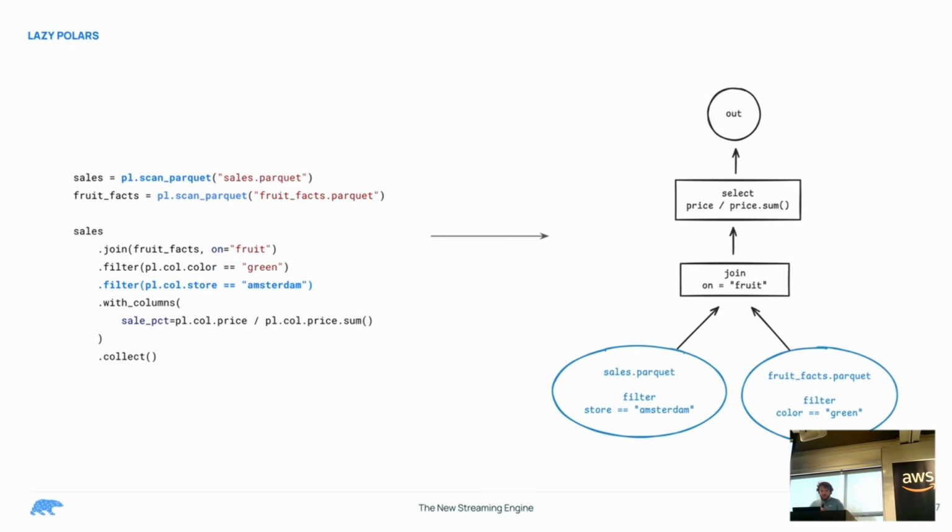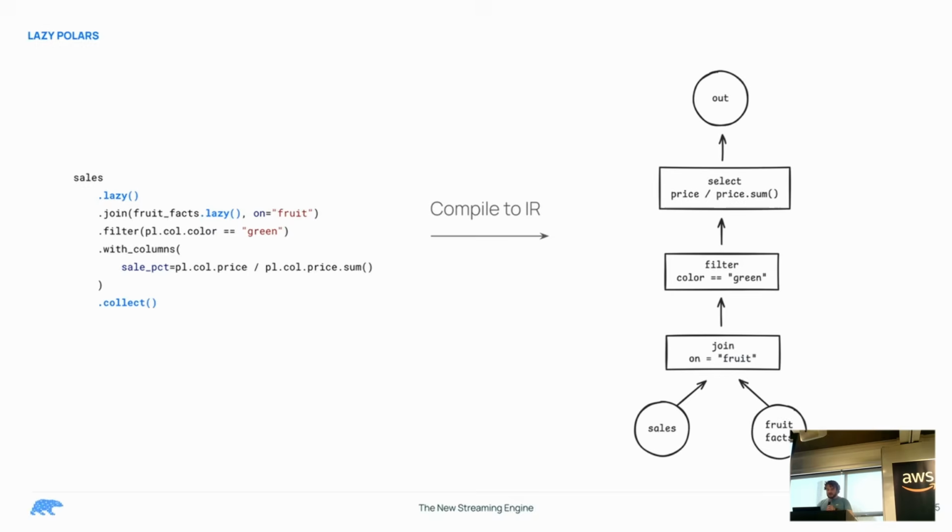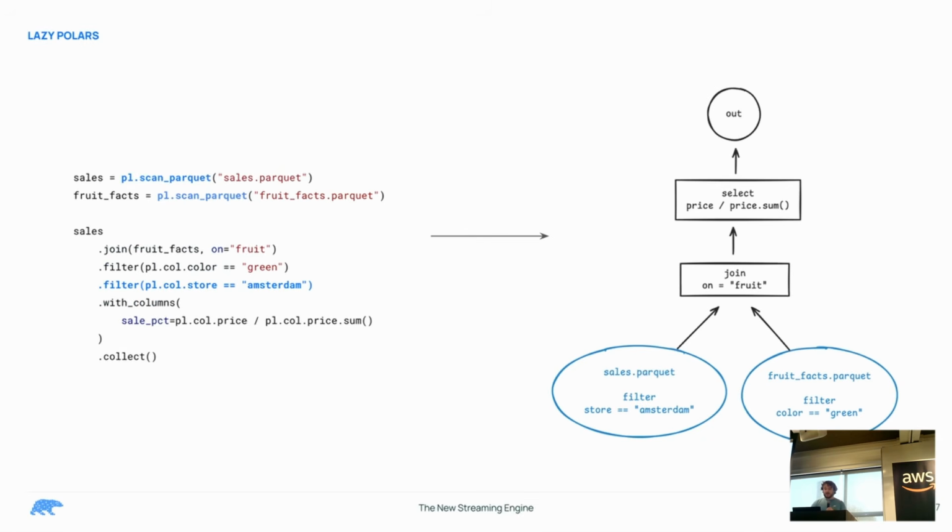This is a kind of optimization. You could do this yourself. If you go back to this little query that we wrote, instead of putting this filter after the join, you could filter fruit facts by yourself. So it's nice that Polars does it, but it's not really mandatory or anything like that.